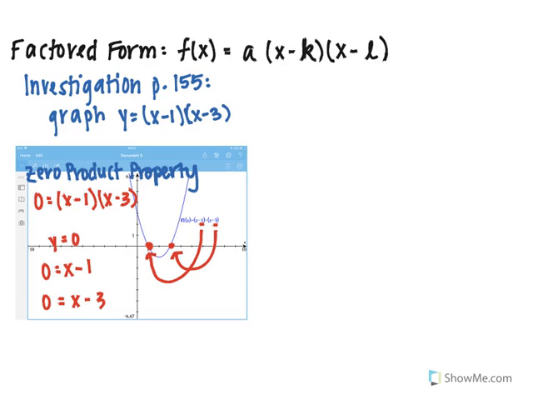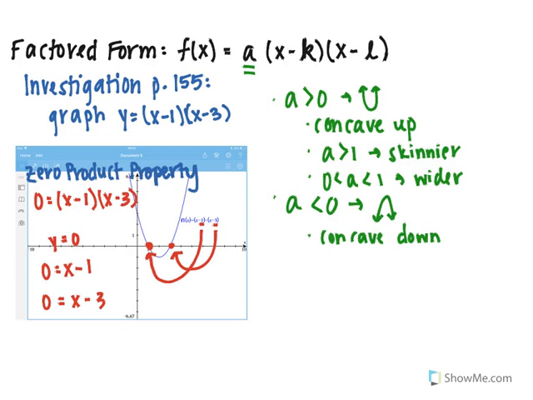Right, and we'll talk more about that when we get to solving quadratic equations again. So let's look at the different parts of this equation, just like the regular form, the general form. Everything about a is the same. So when it's bigger than 0, our graph is concave up, smaller than 0, concave down. And remember, if a is a whole number bigger than 1, our graph is really skinny, and if it's between 0 and 1, so a fraction, it's going to be wider.